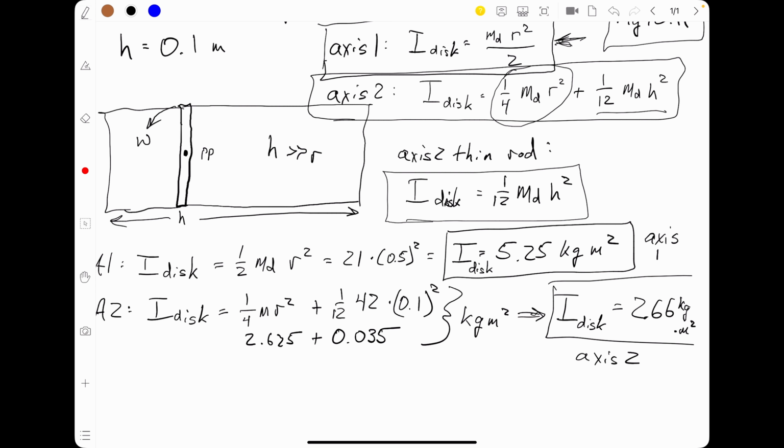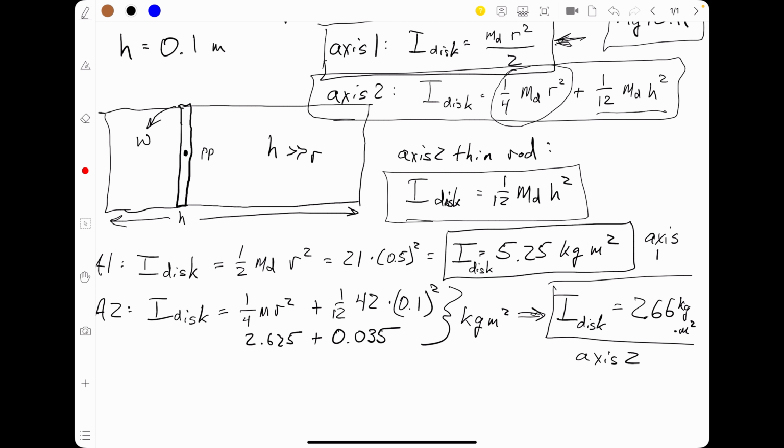So, is it 2 times? I'm going to multiply by 2 and see what we get. 5.32. Okay, so this is slightly more than 1/2 of it. Slightly.